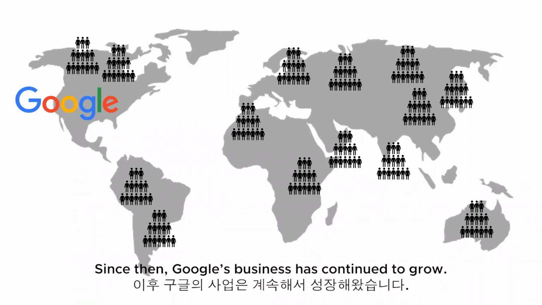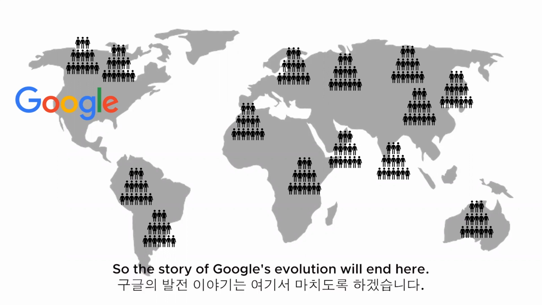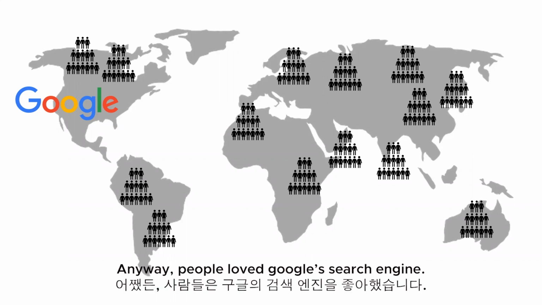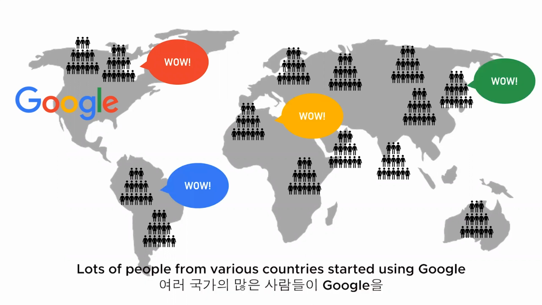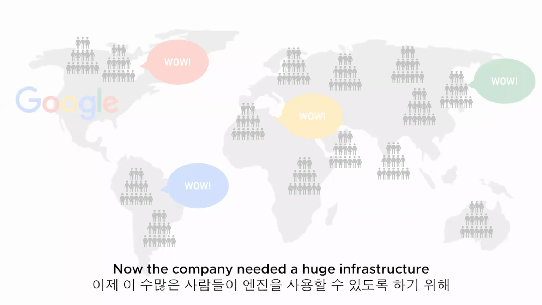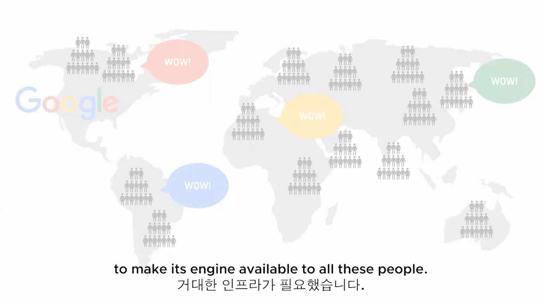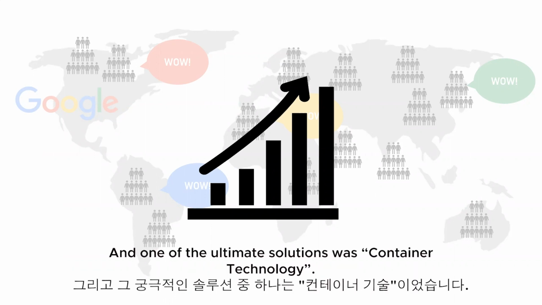Since then, Google's business has continued to grow. Clearly, it's not a video about Google, so the story of Google's evolution will end here. Anyway, people loved Google's search engine, and as you already know, word travels fast. Lots of people from various countries started using Google as their primary search engine. Now, the company needed a huge infrastructure to make this engine available to all these people. Because of these needs, Google had to invest lots of money to expand their business. And one of the ultimate solutions was the container technology.